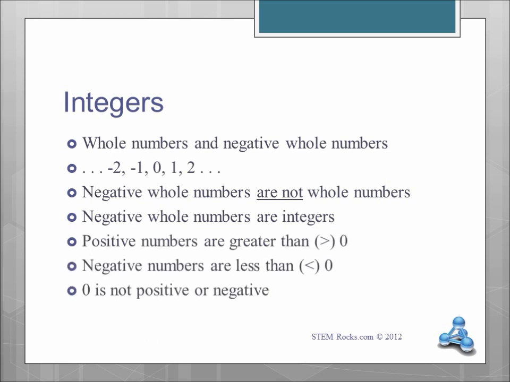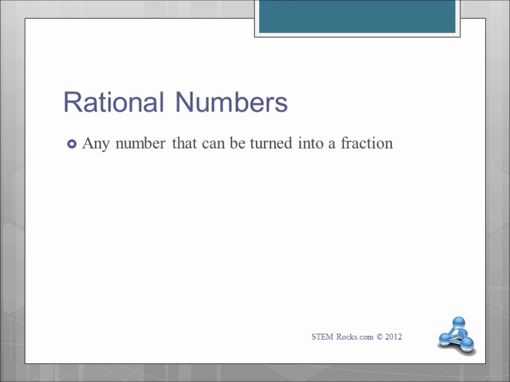Positive numbers are those that are greater than 0, and negative numbers are those that are less than 0. So positive whole numbers, 2, 12, 100, 1 million, these are integers. They are also whole numbers. Negative whole numbers, negative 7, negative 12, negative 3 billion, these are negative whole numbers. They are also integers, not whole numbers. 0 is neither positive nor negative.